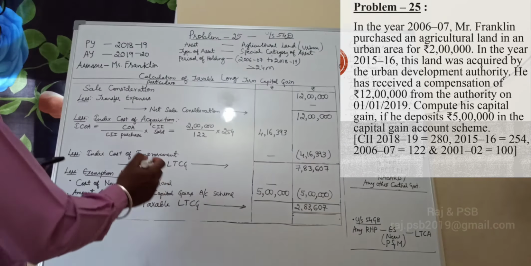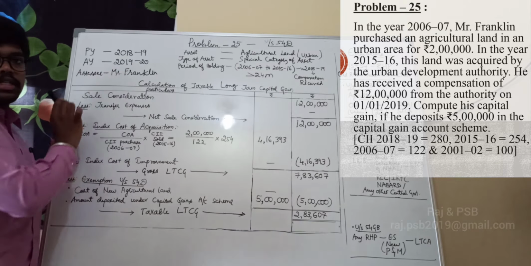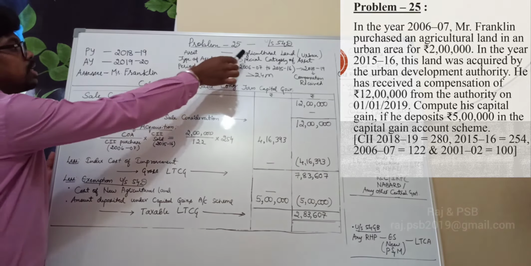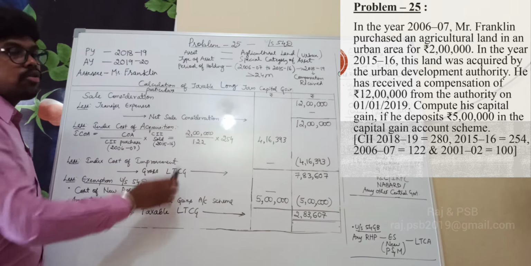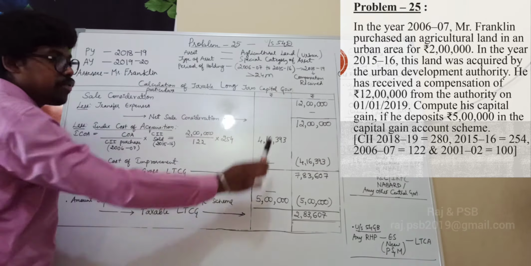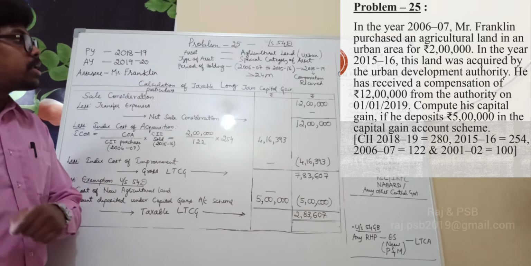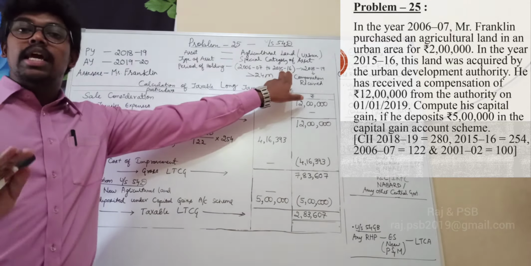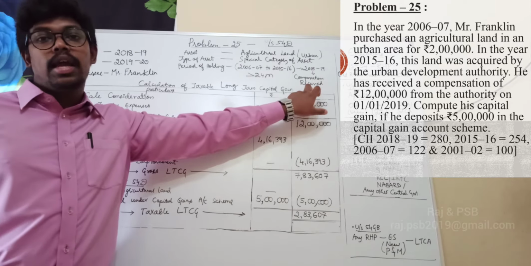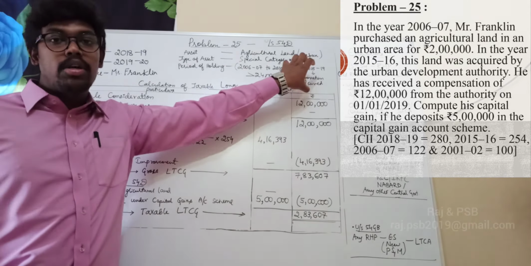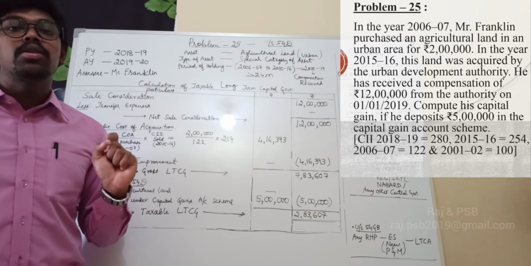So here the solution of this problem: 2018-19 is the previous year, 2019-20 is the assessment year, and assessee name is Mr. Franklin, and the asset is agriculture land in urban area, and type of asset is special category of asset, and period of holding will be 2006-7 to 2015-16, that is more than 24 months. Hence it is treated as long term capital gain. And another thing you should know: in 15-16 the asset is sold, transferred, but the initial compensation is received in the year 18-19 by the government. So whenever he receives the amount, in that year he has to pay the tax. That is why we are calculating in the previous year 2018-19.